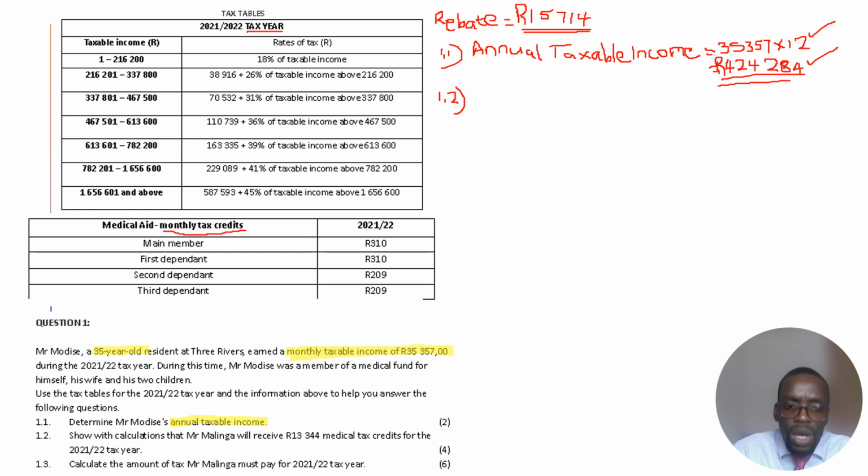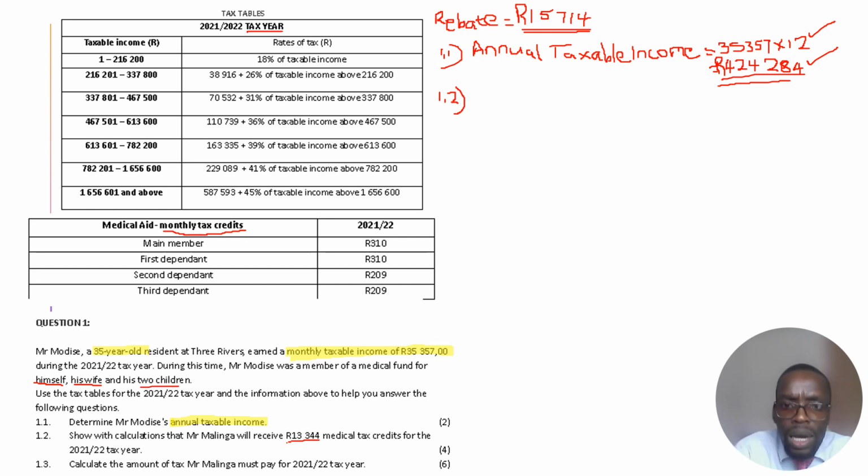So in this case we are asking how much he is going to get in the year. We want to prove that he is going to receive 13,344. So what are we going to do? Let's go and look at this. Mr. Modise, we are told he's 35 years, and during the year Mr. Modise was a member of a medical aid for himself, his wife, and the two children, so there are 4 of them.